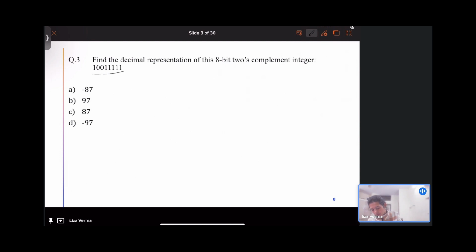So let's do that. If this is the number 1 0 0 1 1 1 1 1, to take its 2's complement, first take its 1's complement. That will be 0 1 1 0 0 0 0 0, right? To take its 2's complement, we will have to add 1 here, and that will be 0 1 1 0 0 0 0 1. So this should be the positive signed magnitude of that number, right?